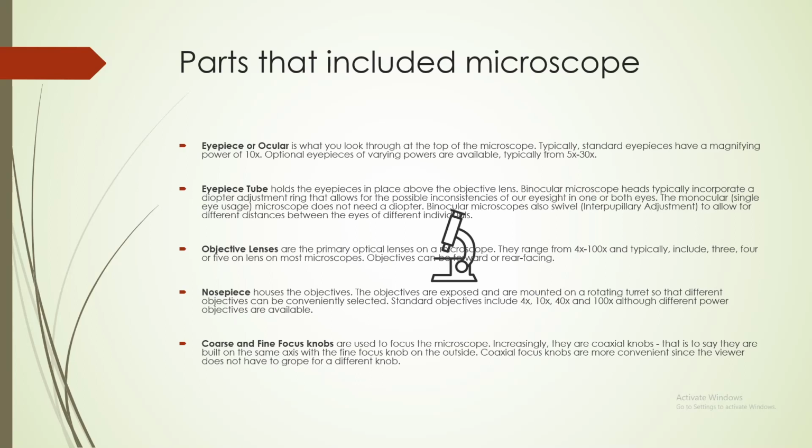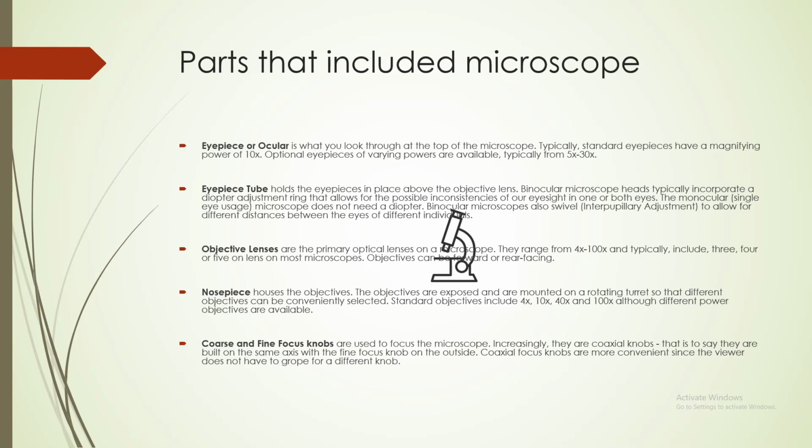Binocular microscope heads typically incorporate a diopter adjustment ring that allows for possible inconsistencies of eyesight in one or both eyes. The monocular, or single eye usage, microscope does not need a diopter. Binocular microscopes also swivel for interpupillary adjustment to allow for different distances between the eyes of different individuals.